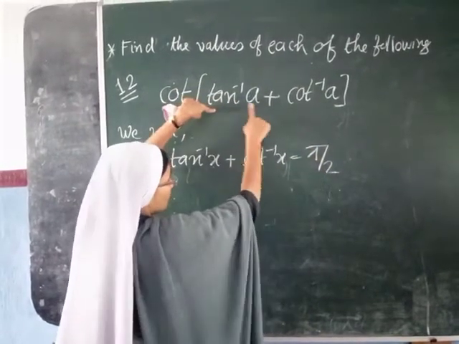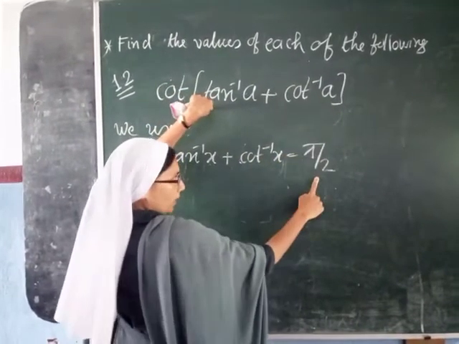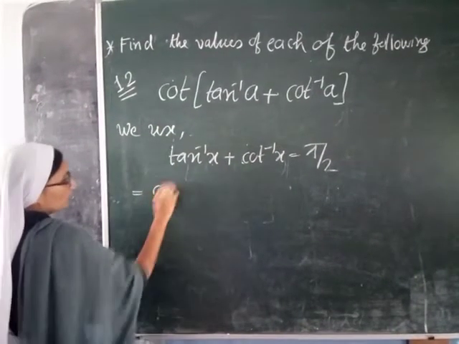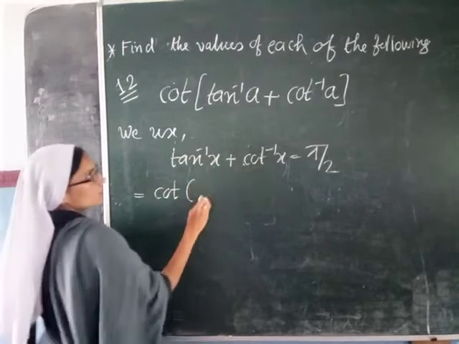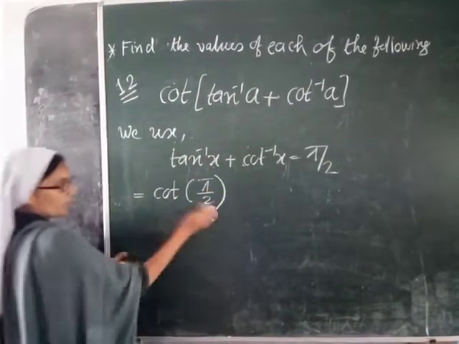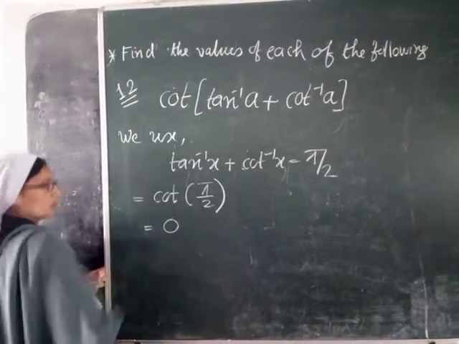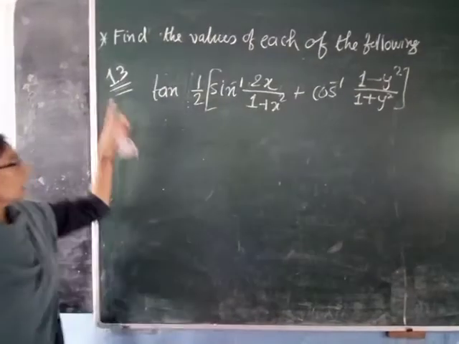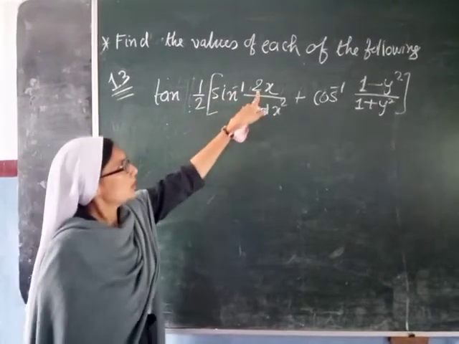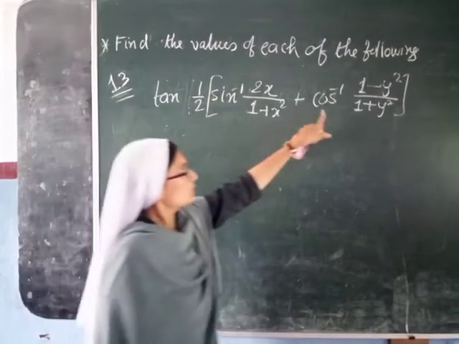So cot of tan inverse A plus cot inverse A, I will write as pi by 2. Okay, this should be the same. It is the same here. So I write cot of tan inverse A plus cot inverse A. I am using this, so I write pi by 2. And cot pi by 2 is 0.